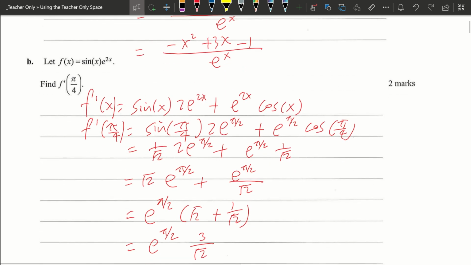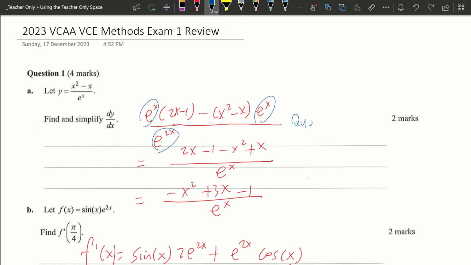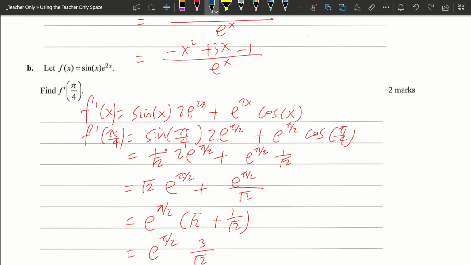And then the next question says, function f is sine x times e to the power of 2x. So first you have to differentiate. So notice the little dash here, f dash. So you have to differentiate and then evaluate the derivative at pi on 4. So okay, let me actually write this. This one to differentiate is the product rule on your formula sheet as well.